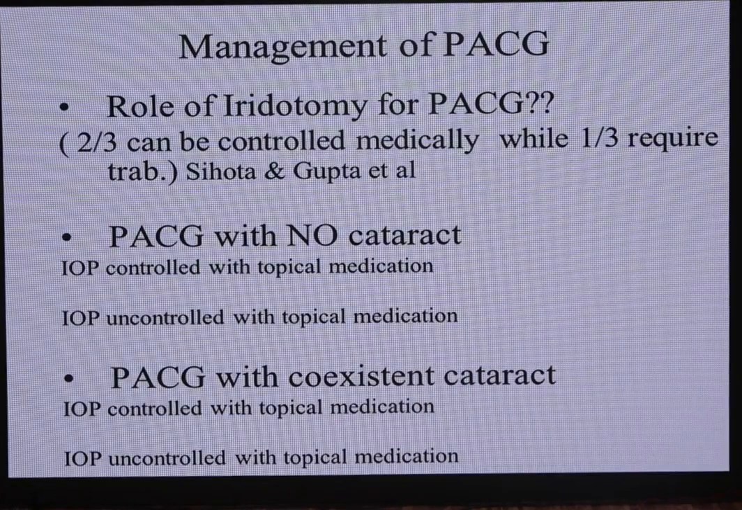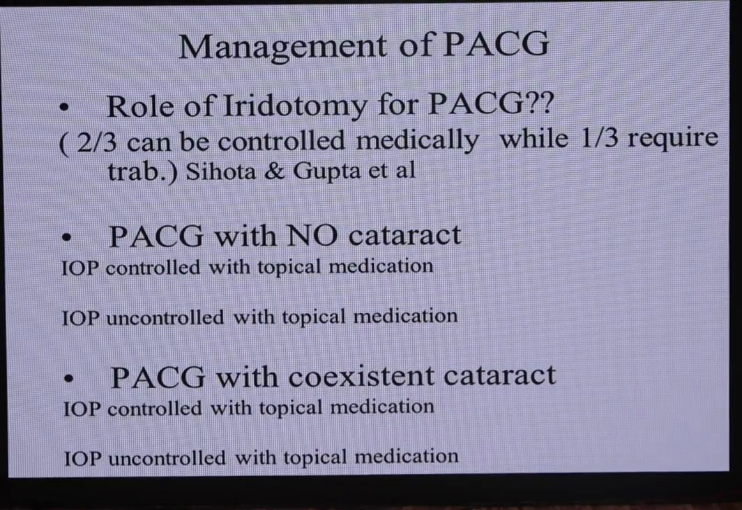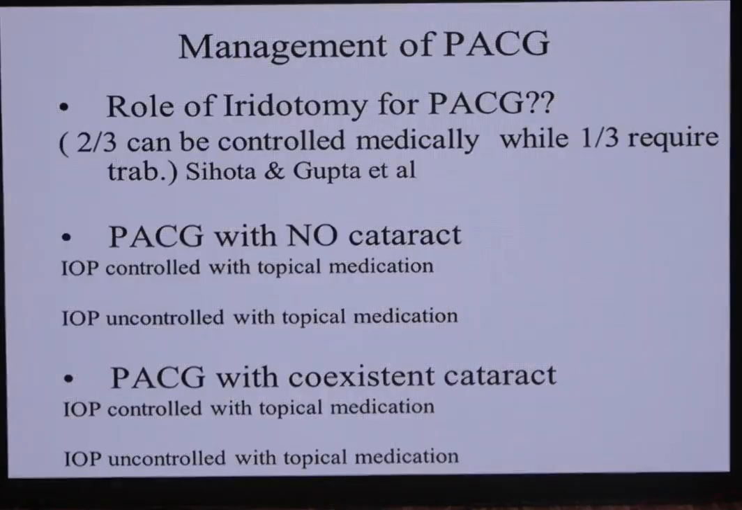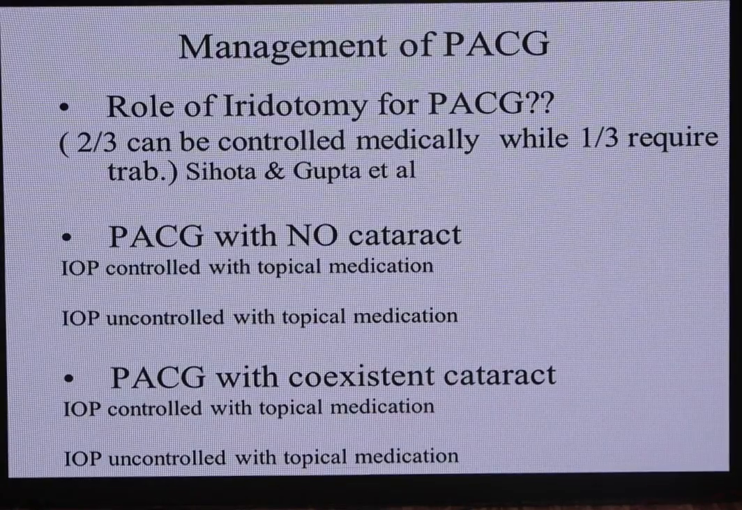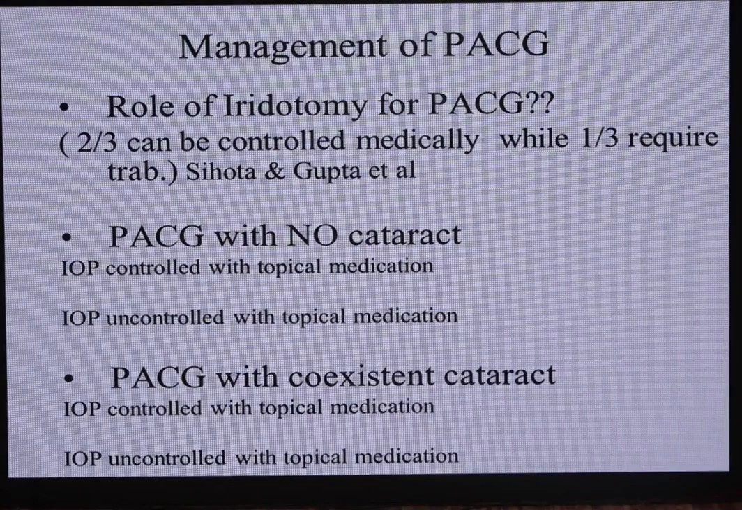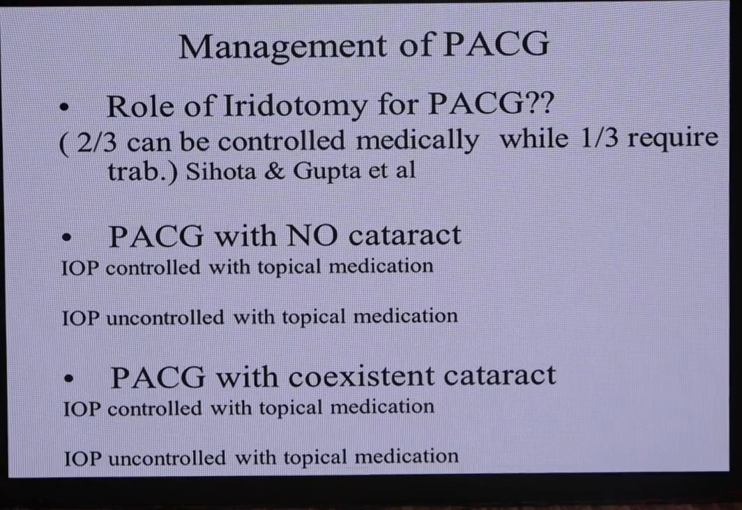Then there is another scenario where there is an angle closure glaucoma with a coexistent cataract. Now the IOP is controlled on topical medications. Maybe if there is a cataract, you do an early lens extraction because there is a cataract. But if the IOP is uncontrolled on medications, again, now there is a cataract and an angle closure which is uncontrolled on medications. So you have to think whether to do a combined surgery, a cataract surgery, or a filtering surgery. Okay? So here there are three scenarios.